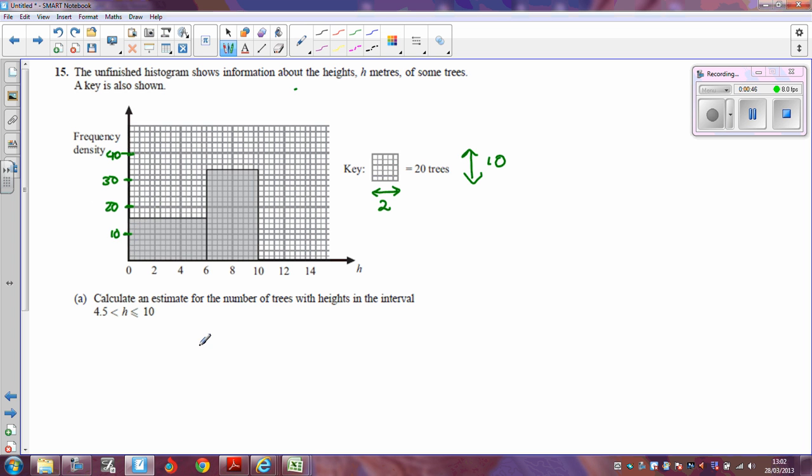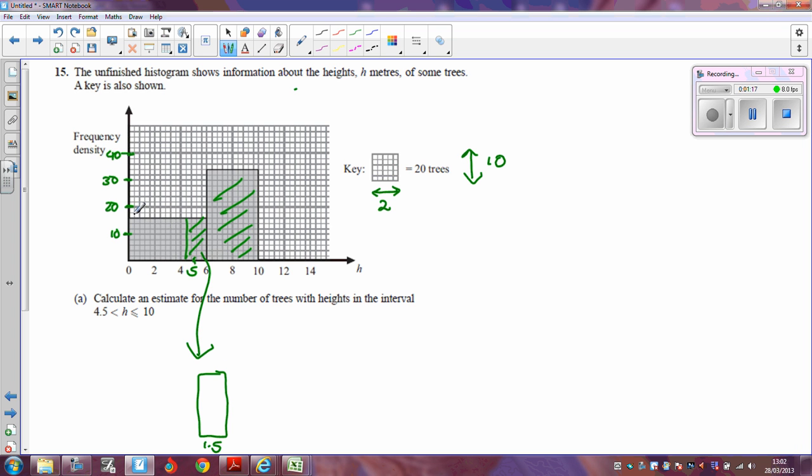So the question says, give us an estimate for the number of trees in that interval from 4.5 to 10. So in other words, we need to work out from 4.5, well there's 5 which is there, 4.5 is halfway between, so we need to work out this area here and plus this area here. So if we look first of all at this area, I can see that across the bottom of that rectangle obviously goes from 4.5 to 6, so that's 1.5.